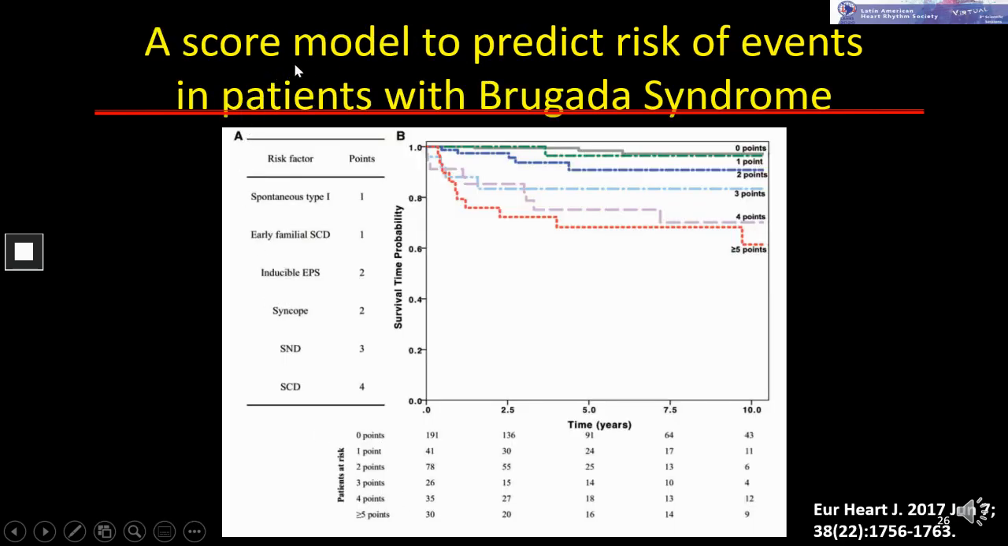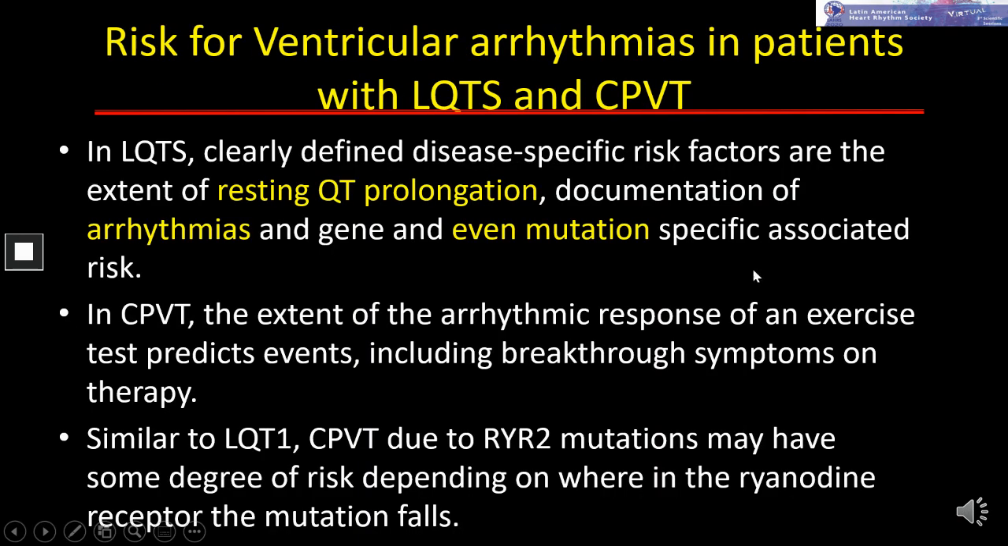So there is a score model in patients with Brugada to predict the risk of mortality events. This risk factor includes the spontaneous type 1 Brugada ECG, early familial sudden cardiac death, inducible EPS, or syncope, a genetic defect, and sudden cardiac death. If you have more points of the risk factor, it correlates with worse long-term outcome, and they can be used to assess the future risk of an event in patients with Brugada.